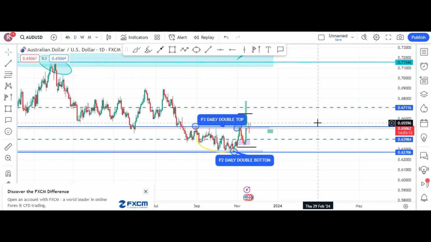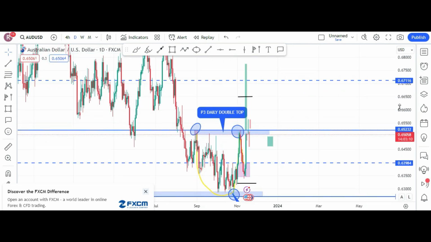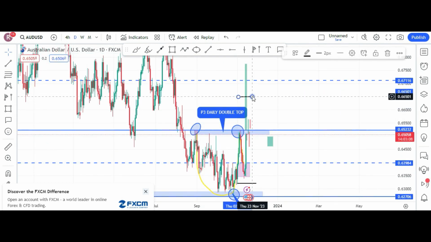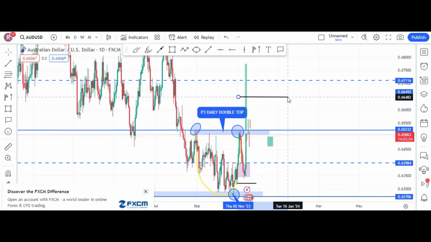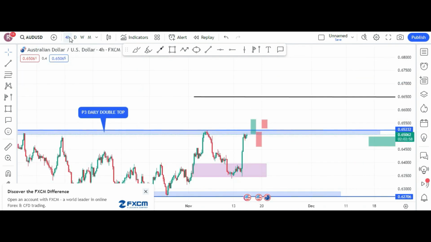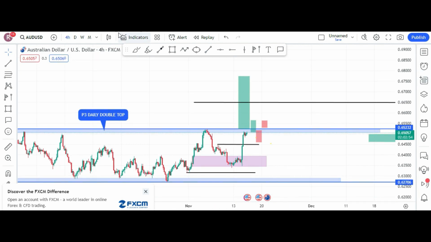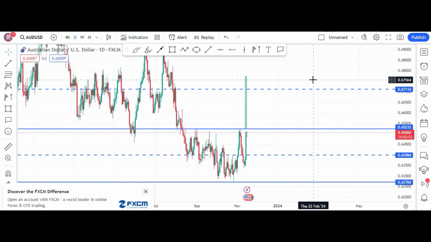Now the second question is, I think we have not drawn it properly. Yes, now it is drawn properly. So if we move to the 4 hours chart again, we can see, I need to activate that. Sorry guys, bear with me.